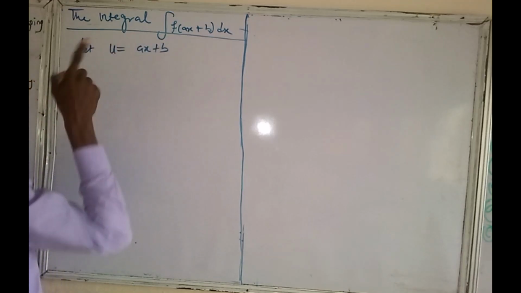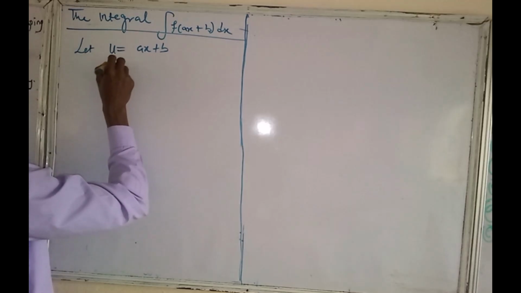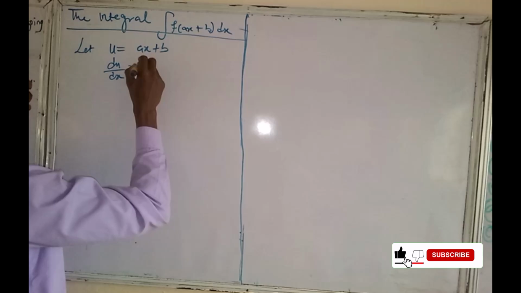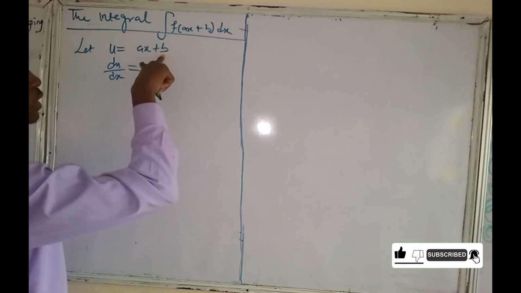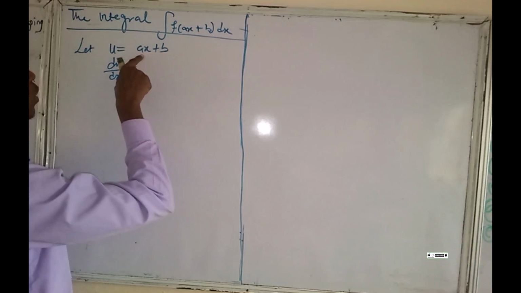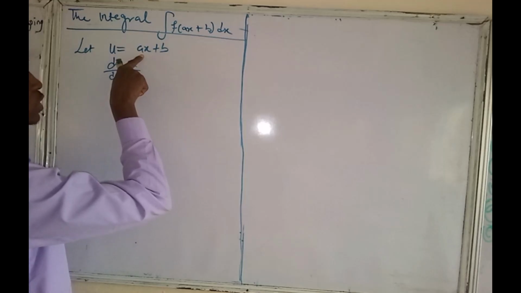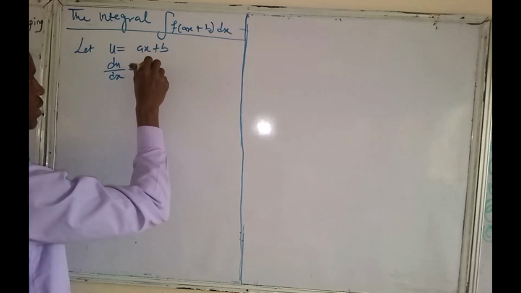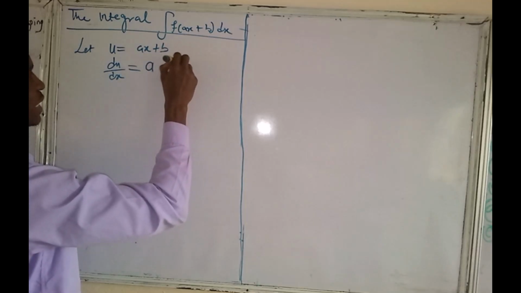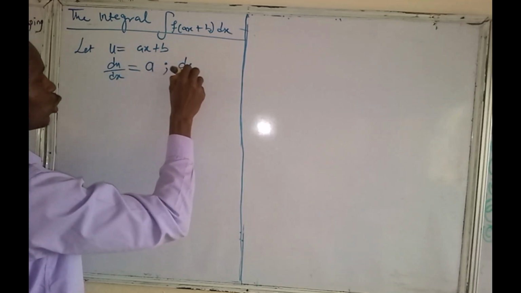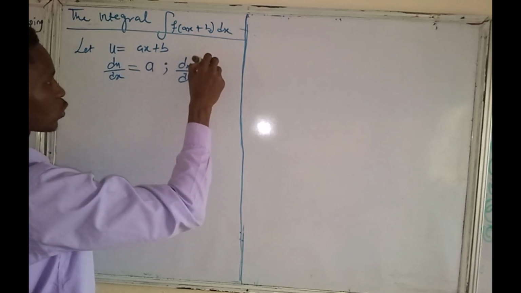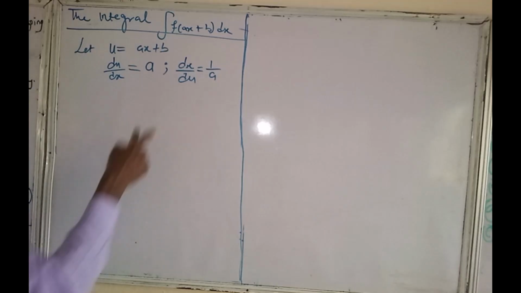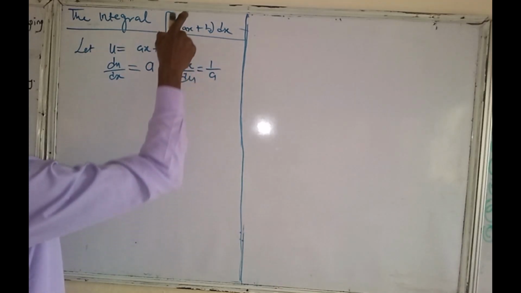Now we differentiate du/dx of this. This is a constant, so if we differentiate this we get 0. If we differentiate this with the coefficient, since it is x alone, it's going to give us a. So the answer is a. Therefore, dx/du is the reciprocal of this, which is 1 over a. So what we do now is we substitute this in this.